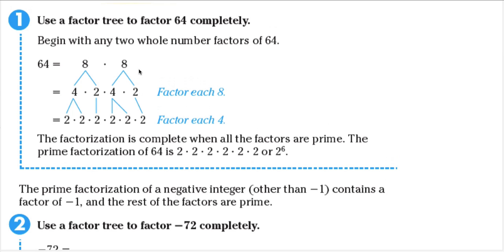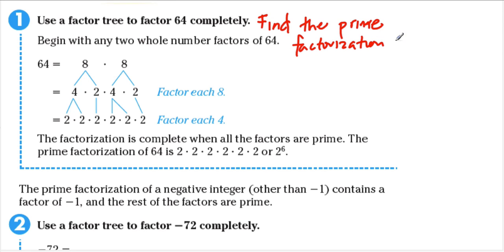Use the factor tree to factor 64 completely. In 64, we can also indicate, find the prime factorization of 64. So this direction can be said for number 1. Find the prime factorization of 64. Why? Because a prime number is greater than 1, meaning it has to be positive.